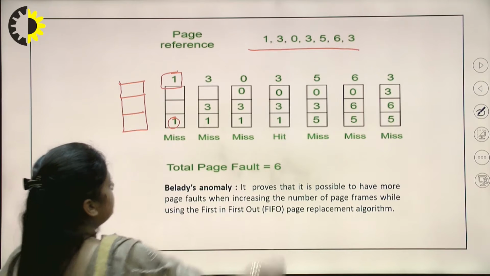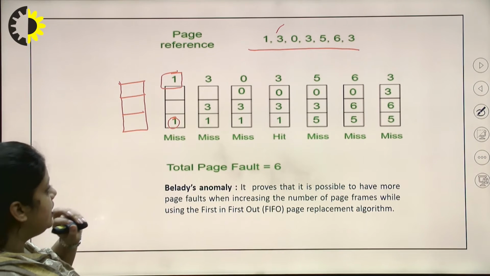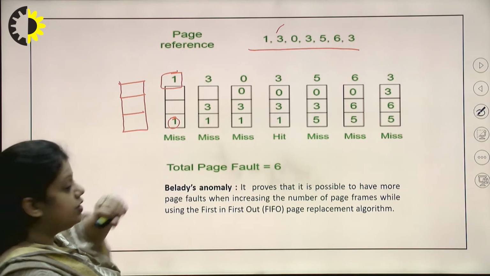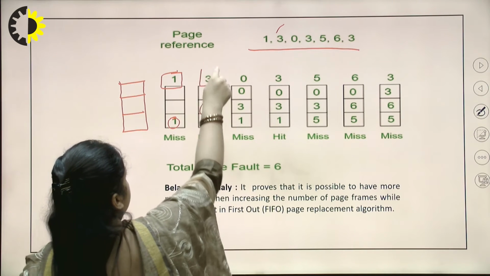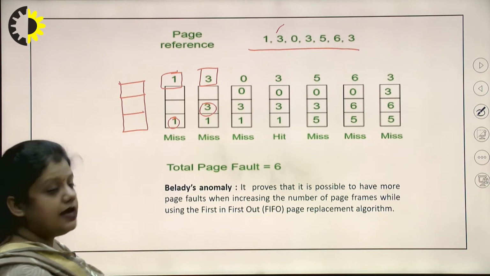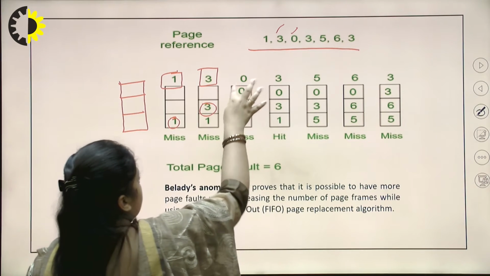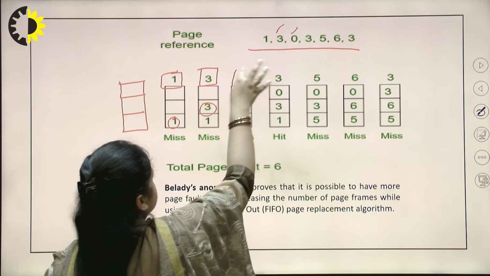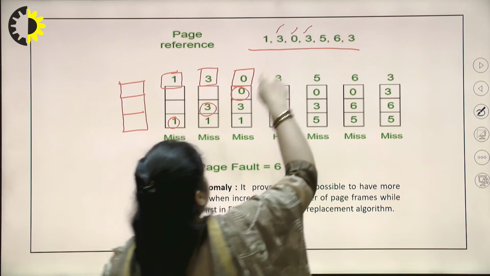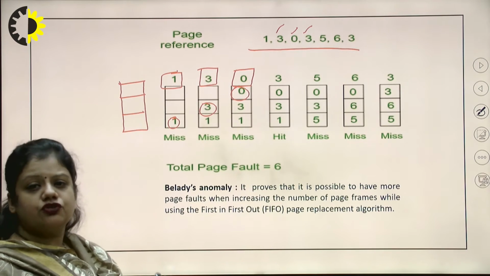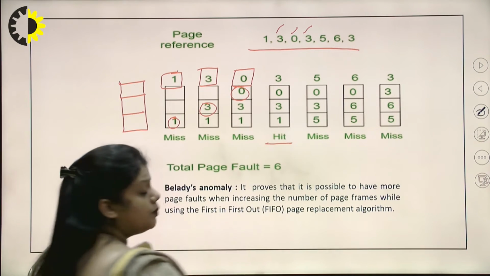Then it moves further and refers to the next page, that is 3. Again 3 is not present in the queue, and there is space available, so 3 is also added, and again this leads to a miss. Next is 0. 0 is also not available, so it is added as space is there, and it is the next miss. Then the next one referred is 3. It checks in the queue, and page 3 is already present. So, it is a hit, there is no page fault, no miss.